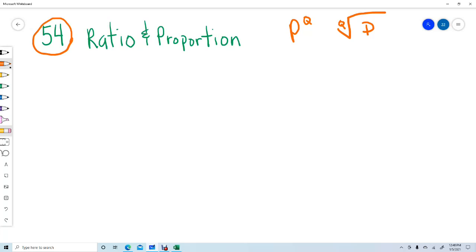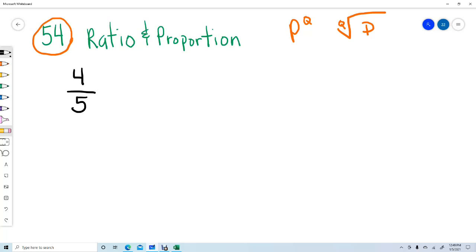Okay, so in this lesson they want to talk to you about ratios and proportions. What is a ratio? A ratio is a fraction. It's just a fraction, and a fraction is a ratio. A ratio is basically a comparison of two numbers.